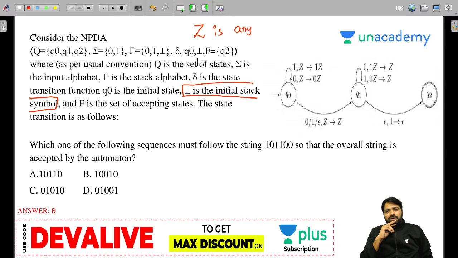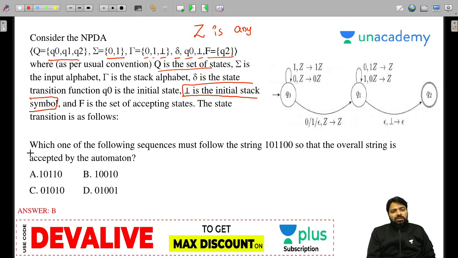Come on, guys. First, understand the machine. Forget about the question, everything, but read the question once to understand. We have 3 states, 2 input symbols, and 3 symbols on the stack: 0, 1, bottom. So Z is not a stack symbol, but Z could be any sequence on the stack because you are representing it. Q0 is the initial state with the bottom of the stack, and the final state is Q2.